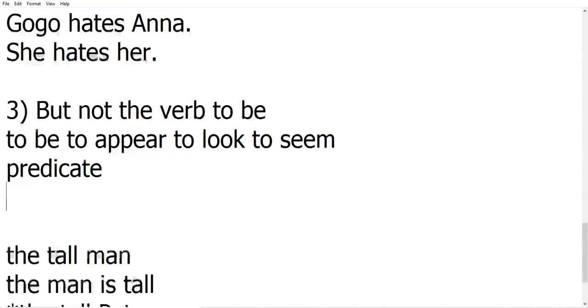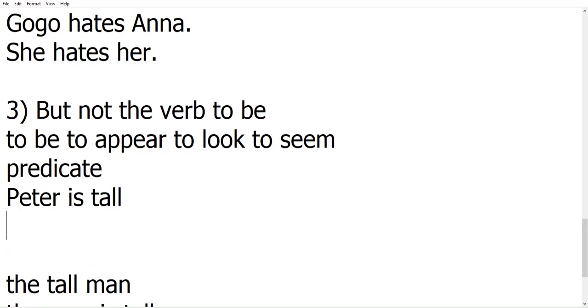Okay, so don't worry about the terminology predicate. The important thing here is I don't have an object in the accusative. If I say something like Peter is tall, I hope that you can see the difference between Peter is tall, but I'll explain a bit more about this because it's very important, and Peter loves Mary. I hope you can see already that there is some difference here.